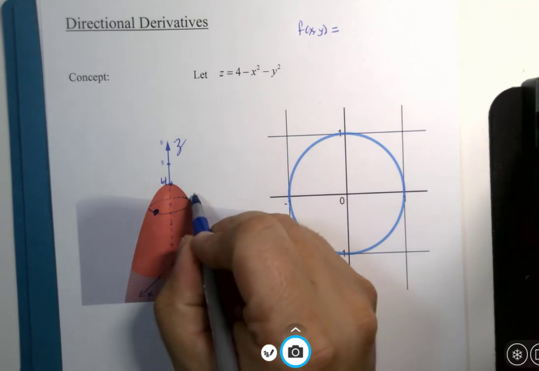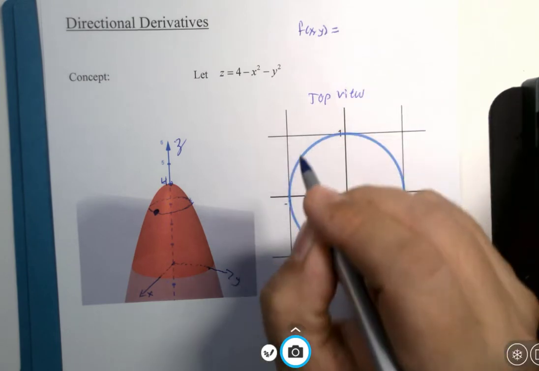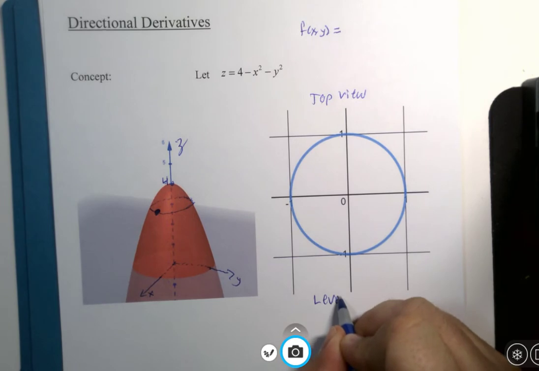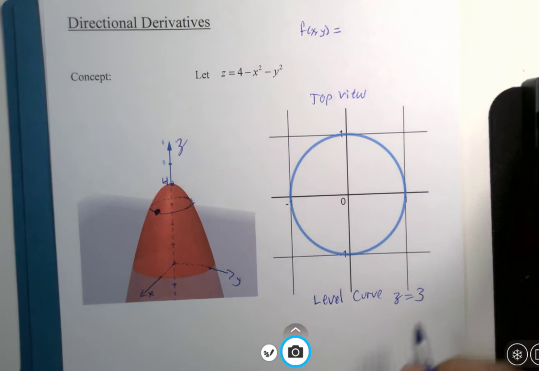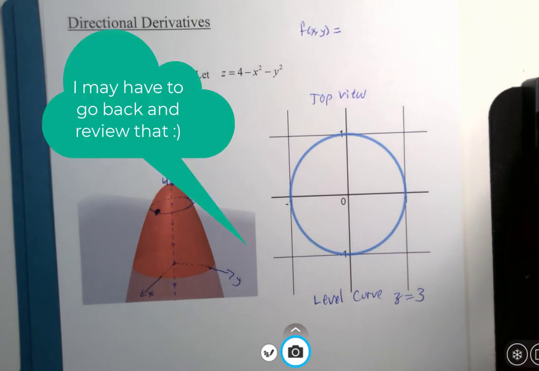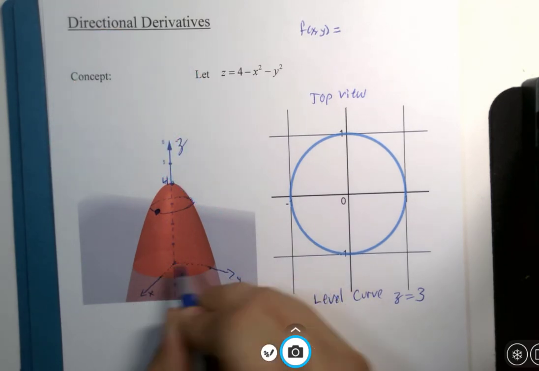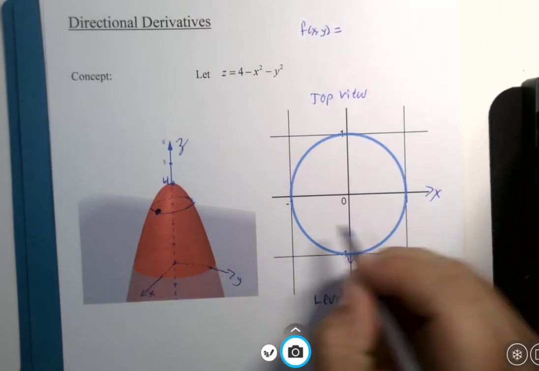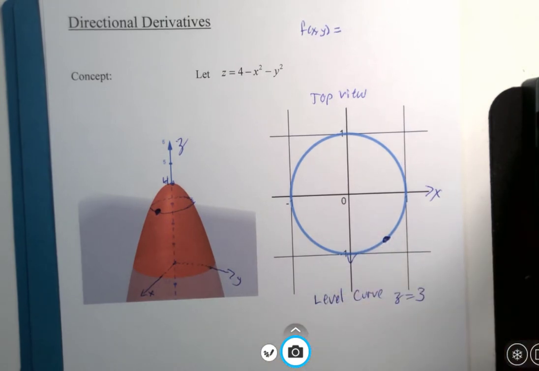Now if we were to do a top view of that circle right there, we would know this circle better as what was called the level curve, and it happens to be when z equals 3 exactly. Now, if this is the positive x-axis and this is the positive y-axis, then that would be the negative y-axis. So I think that point right there is perhaps right about here on the circle.